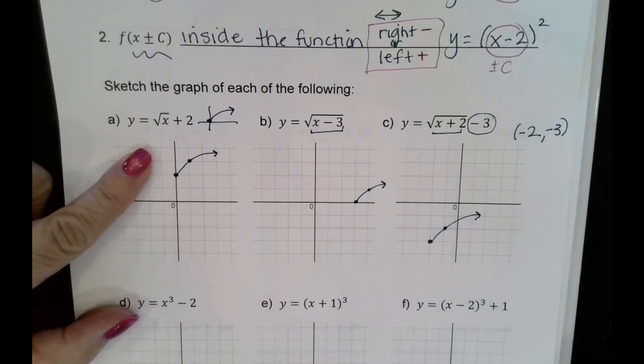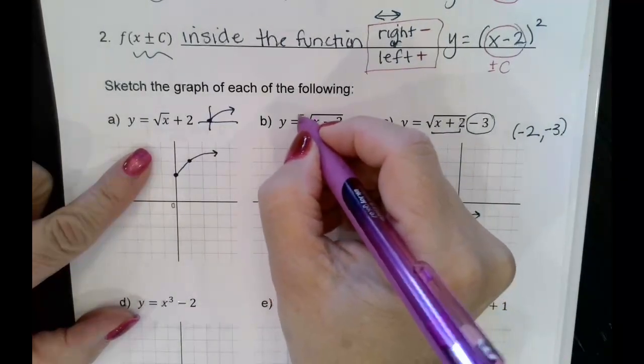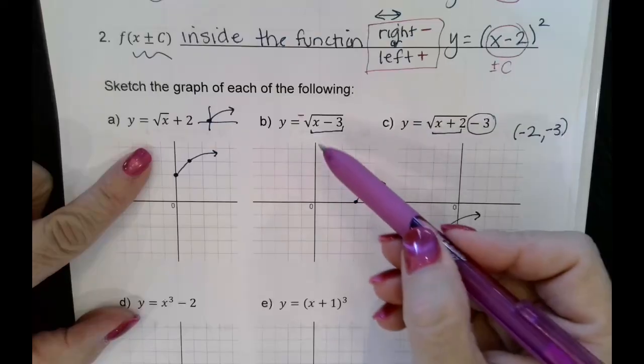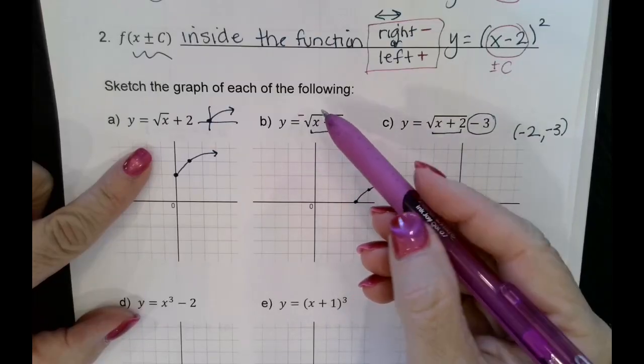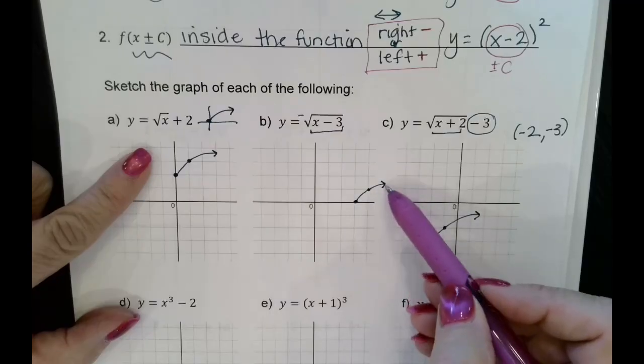Now, what could potentially change is if I make it negative. If I put a negative out here, we're going to get to this in just a minute, then it's going to change the direction, but the general shape is still going to be this one-sided arrow.